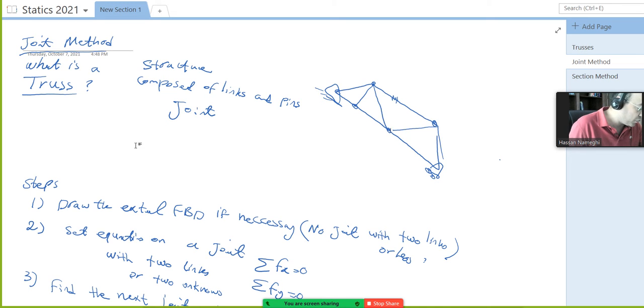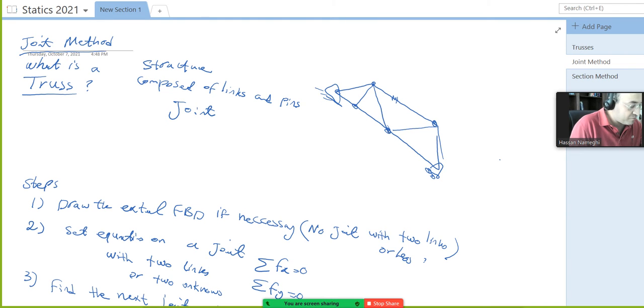The steps to do the joint method: if I look at every single joint, I can see the forces they are applying there. But basically, the first step is to draw the free body diagram if necessary. So why do we call it necessary? Because sometimes you can find a joint with two unknowns in there. You can just start there. You don't need to do the free body diagram. But sometimes it's necessary to do the free body diagram.